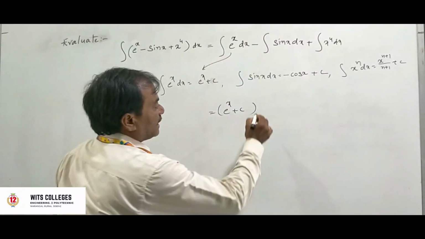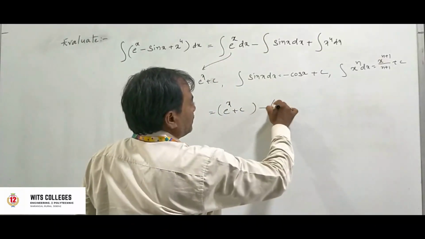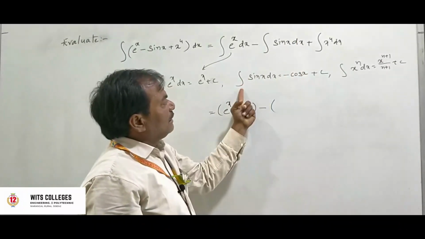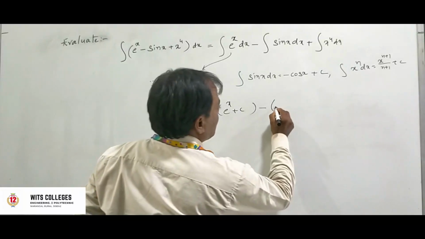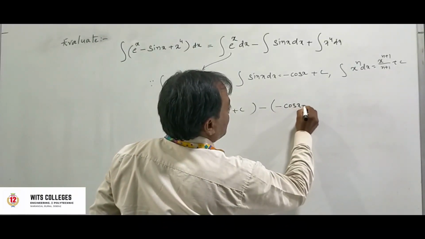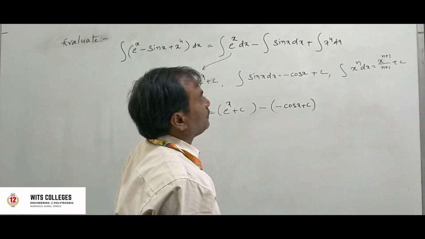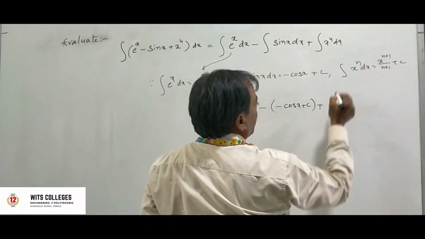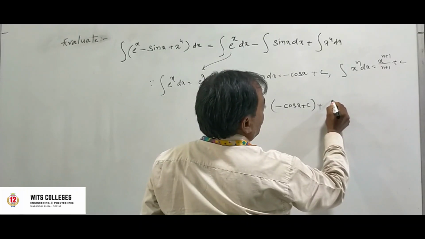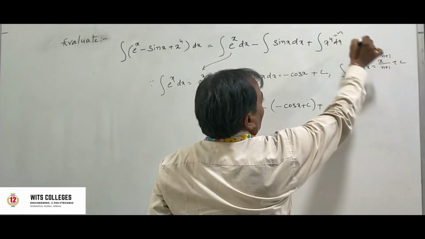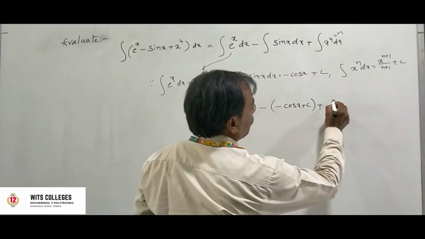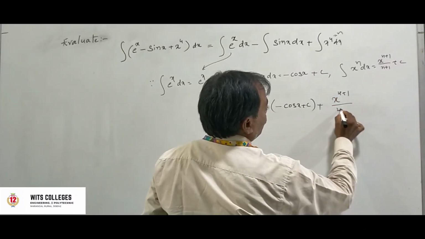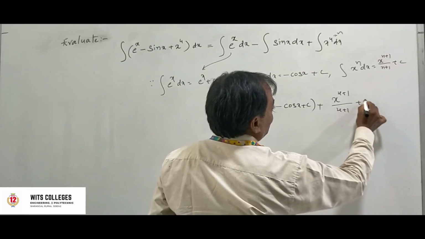Coming to the second integral, this is minus. Then we have to find integral sin x dx. This is the direct formula: integral sin x dx equals minus cos x plus c. Then the integral x to the power of 4 dx value. Here, what is n? n equals 4. Therefore, x to the power of 4 plus 1 by 4 plus 1 plus c.